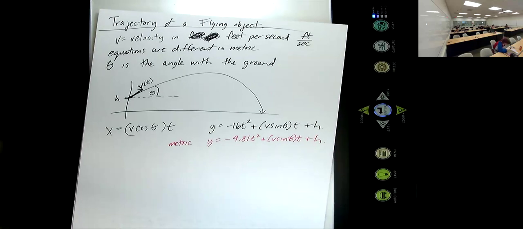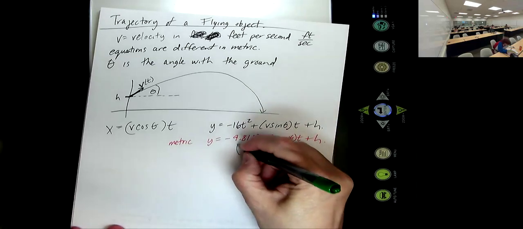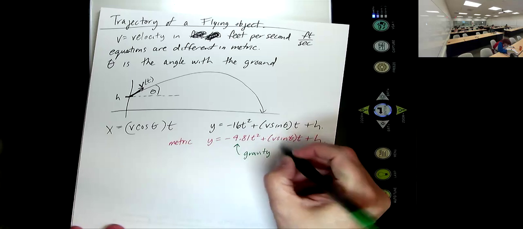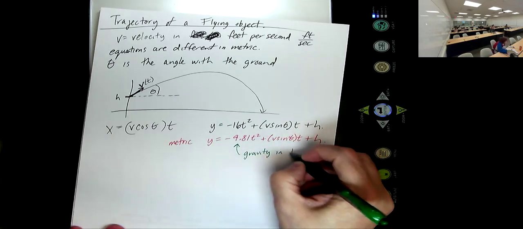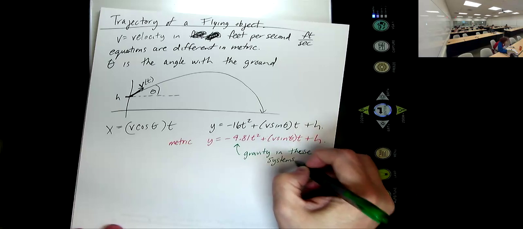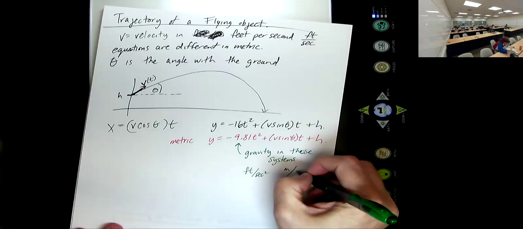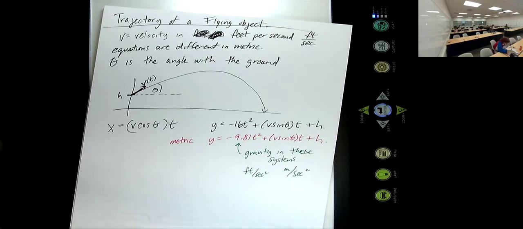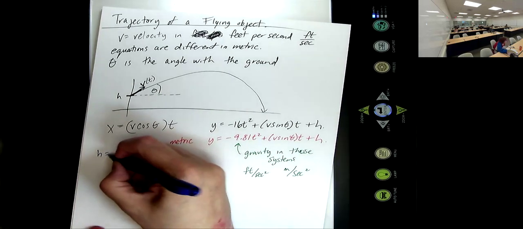Because that coefficient is very much related to something specific. It's gravity. This value here is gravity in those different systems, feet per second squared or meters per second squared. And I wrote it there, but I'll write it here, h is starting height.